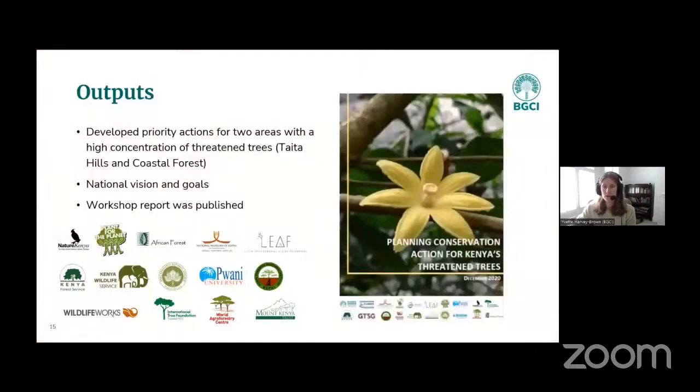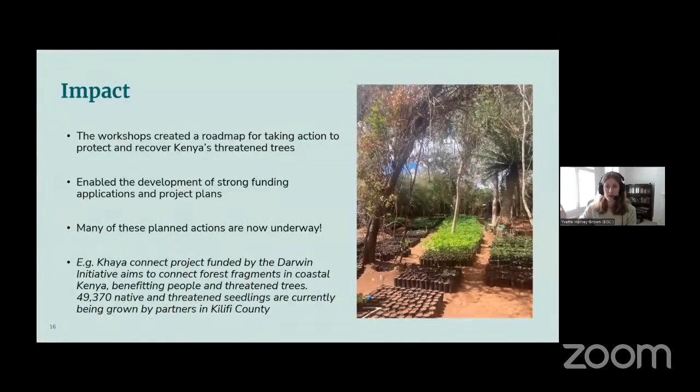And the main output of this work was a workshop report. And the long-term impact, because this is 2020 now, so it's 3 years ago, that report's been a really useful tool for developing funding applications, because basically the process is you're getting multiple stakeholders together to iron out what's the issue, what needs to be done, and who's going to do it.